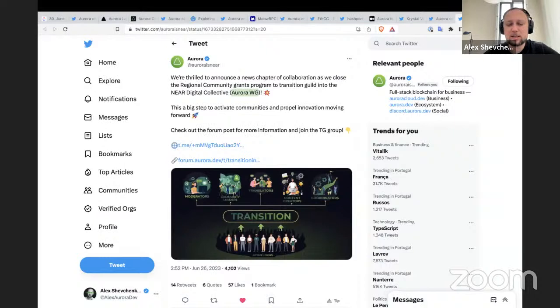And last but not least, within the transformation of the Aurora community, there is a transition of the different regional community grants program into the Near Digital Collective Aurora working group. So you're able to check, and as far as I understand, there are quite a lot of people who are fully aware of what is happening. There are lots of great discussions happening there. So thanks everyone for contribution. I know that there are great initiatives there. So I'm super happy that the community sees this as a massive step forward.